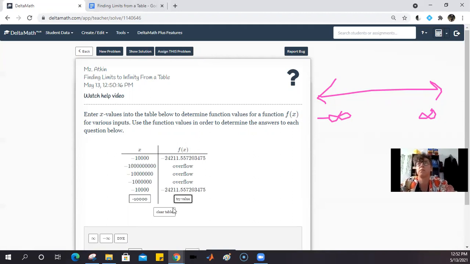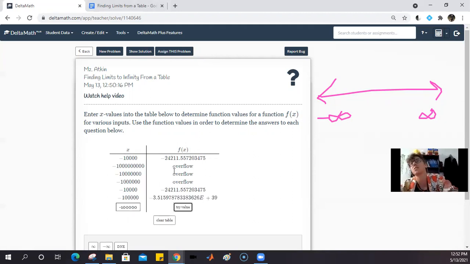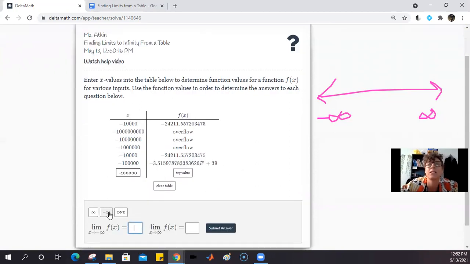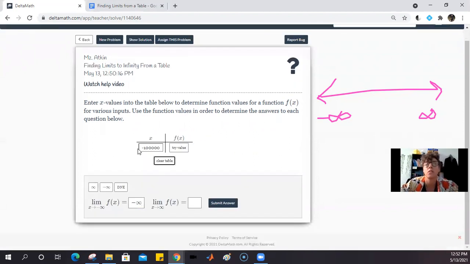That's the same one I had before. One more? Yes, great. Okay. So it looks like we are going very negative. We went from negative 24,000 to negative 3.5 times 10 to the 39, so very negative, to the point where the calculator is overflowing. We must be going to negative infinity. All right. How about what happens as we try to go positive?